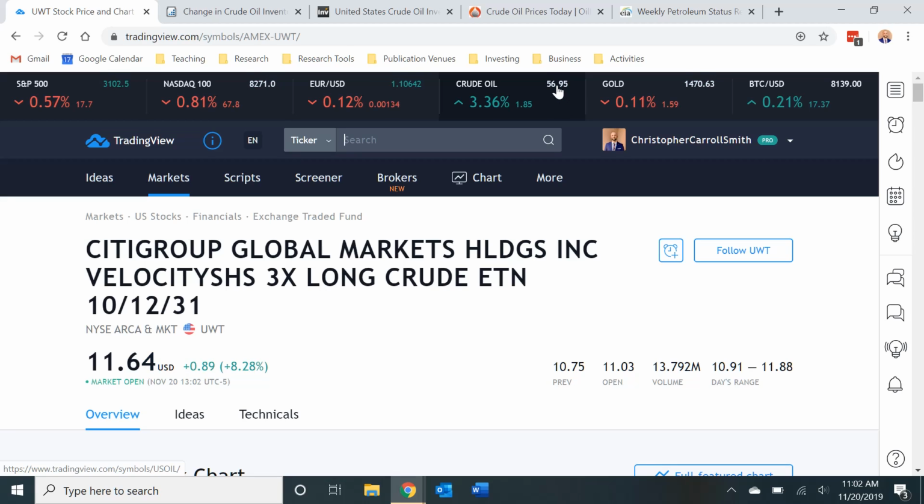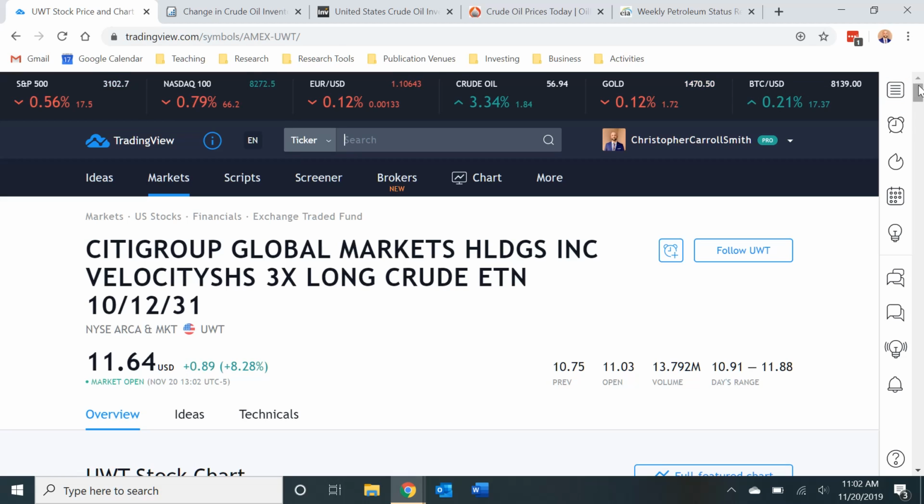And this is the WTI price. So this is the US crude price. And generally, the US price and the Brent price are pretty well correlated, although the Brent price tends to be higher than the WTI price by several dollars.